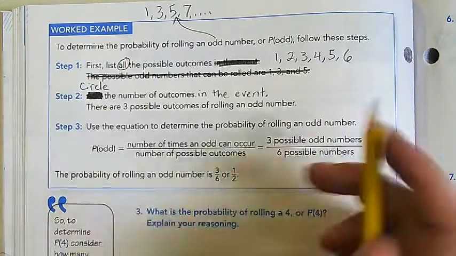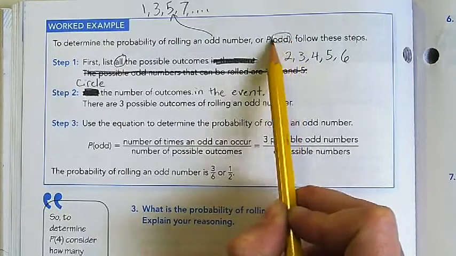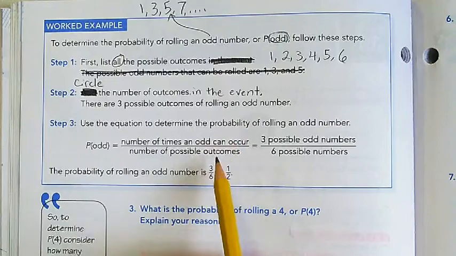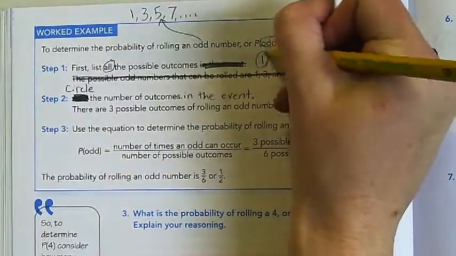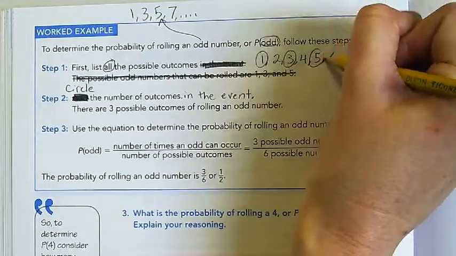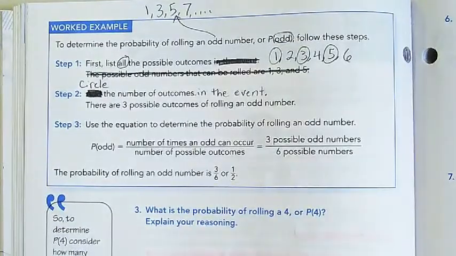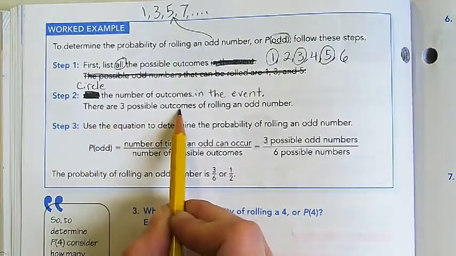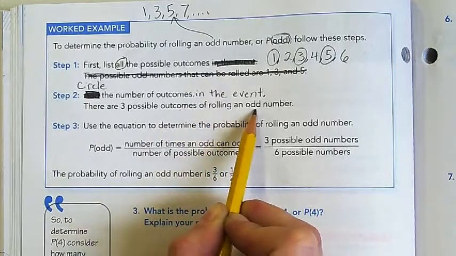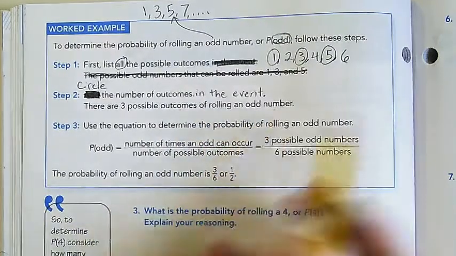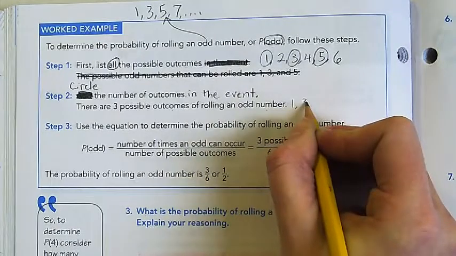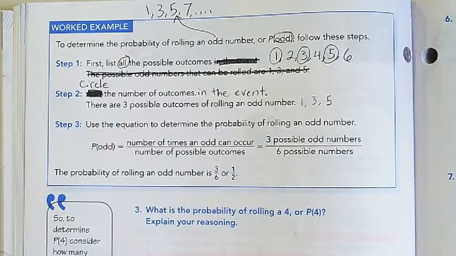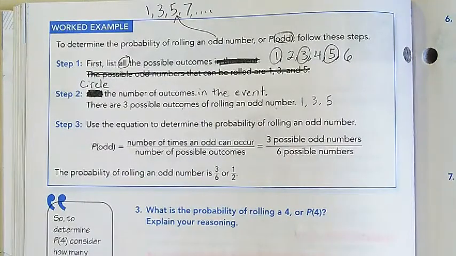What are we finding the probability of? An odd number. So we're going to circle all of the odd numbers. 1, 3, and 5. So there are 3 possible outcomes for rolling an odd number. 1, 3, 5. There's 3 of them. We're not adding 1, 3, and 5. There's just 3 of them.